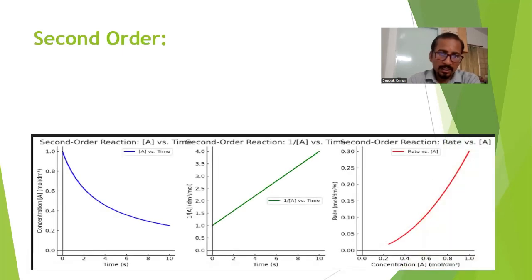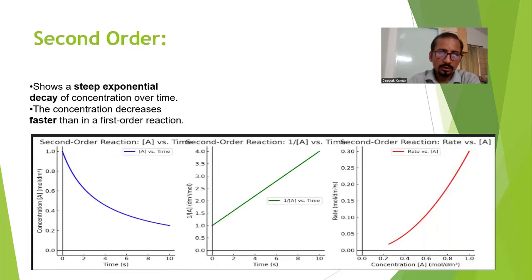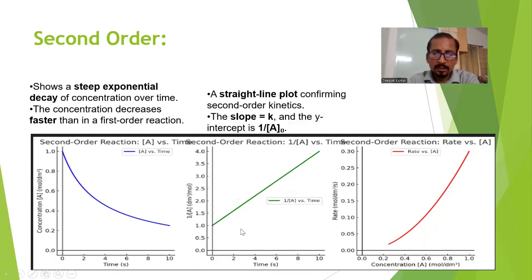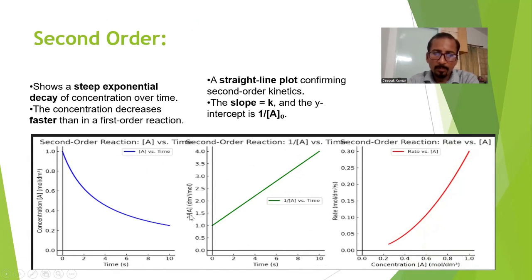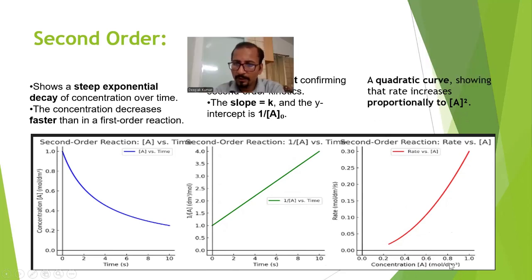Second order, if we see the graphs here, concentration versus time. So we get steep exponential decay here, and the concentration decreases faster than the first order reaction. Second graph is 1/[A] concentration versus time. So here we get a straight line with a slope of k, meaning positive slope, and the intercept is 1/[A]₀. Third graph is again rate versus concentration of A.